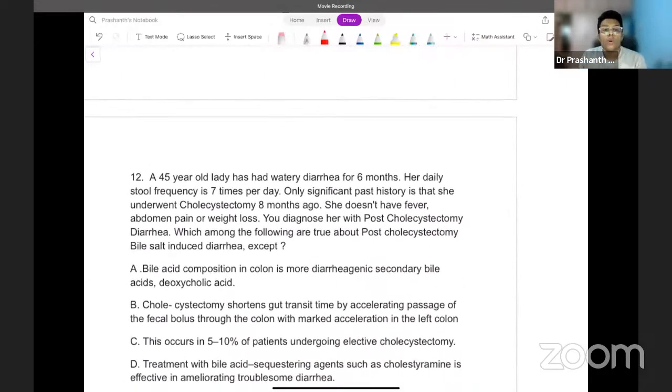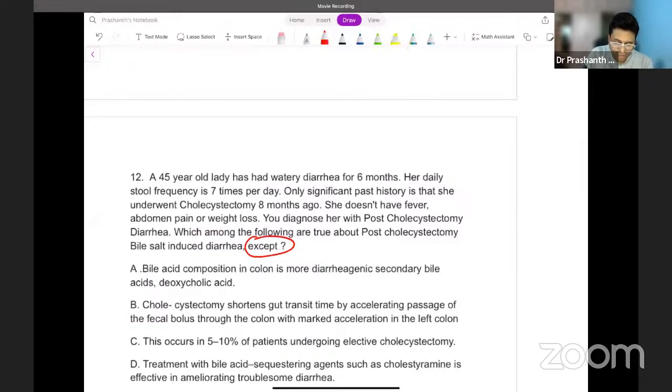A 45-year-old woman has presented with watery diarrhea for 6 months. Her daily stool frequency is 7 times per day. The only significant past history is that she underwent cholecystectomy 8 months ago. She doesn't have fever, weight loss, or any other alarm features. You diagnose her as probably having post-cholecystectomy diarrhea. What is true about this condition, except has been asked.